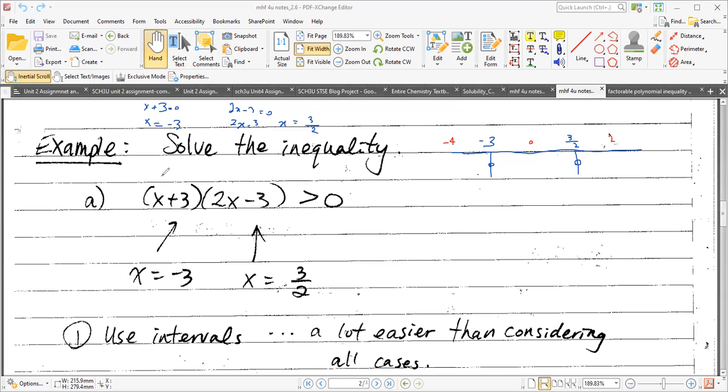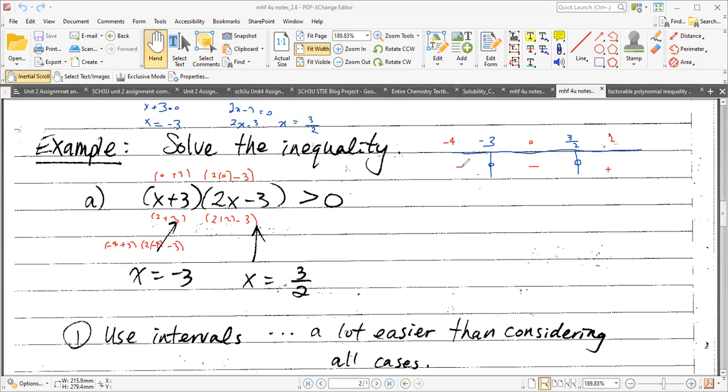I want to test 0. So I put 0 here. So 0 plus 3 is 3. And here is 2 multiplied by 0 minus 3. So what is that? It's 3 multiplied by -3, which is -9. So the sign here is going to be negative. I can check 2. If you put 2 here, it's 2 plus 3 is 5, positive. 2 multiplied by 2 is 4 minus 3 is 1. So a positive number multiplied by a positive number is positive. So here you have positive. I can try -4 now. Here is -4 plus 3, which is -1, negative. And 2 multiplied by -4 minus 3 is negative. So a negative number multiplied by a negative is positive.